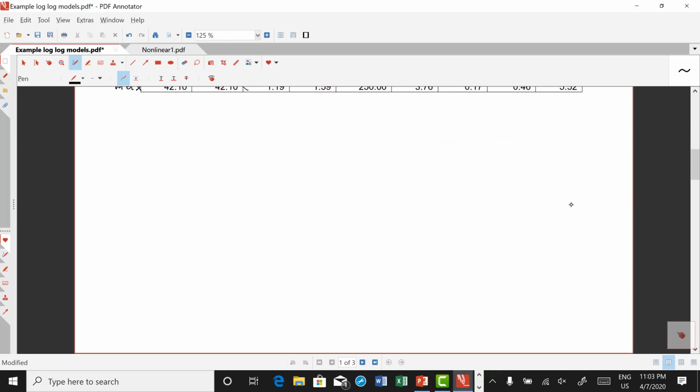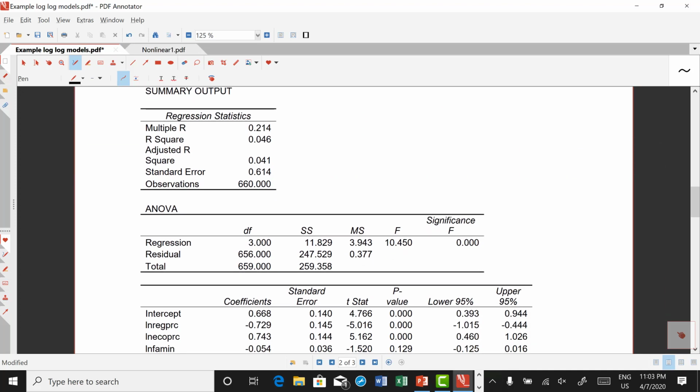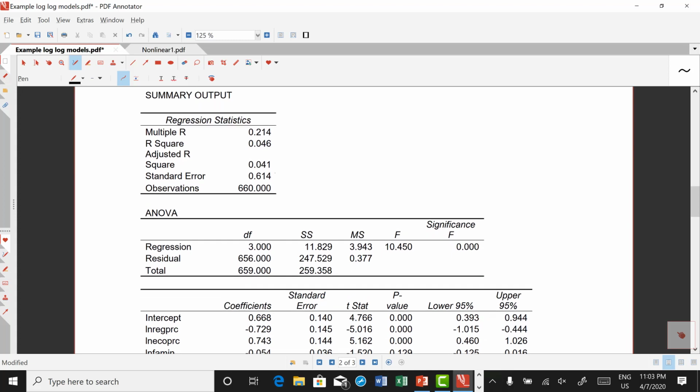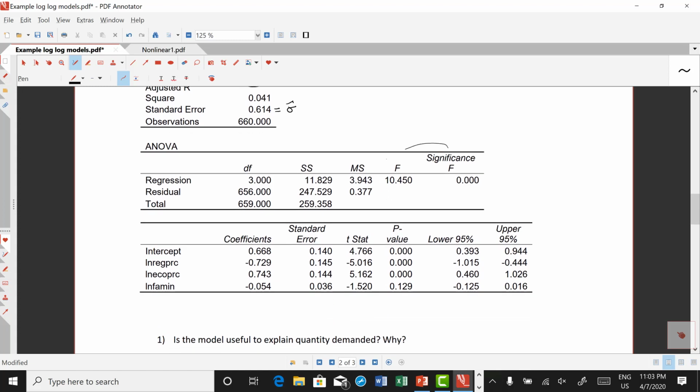Okay, so that's what we have. So with the data, we run the regression, and we get the regular results. Remember, this is the standard error of the regression, which we will be using later on. The R-square is 0.46, kind of a low R-square. But if we look at the F statistic and the p-value, we conclude that the model is useful for prediction.